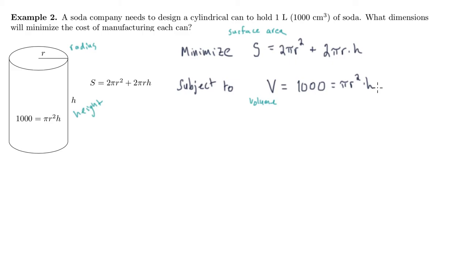Okay, so I have my objective function, the surface area. That's what I'm trying to minimize. Again, from the language, we'll minimize the cost, but remember cost really refers to surface area, materials we're using. And then subject to this constraint, that the volume be 1,000 centimeters cubed. So we have an objective function and a constraint.